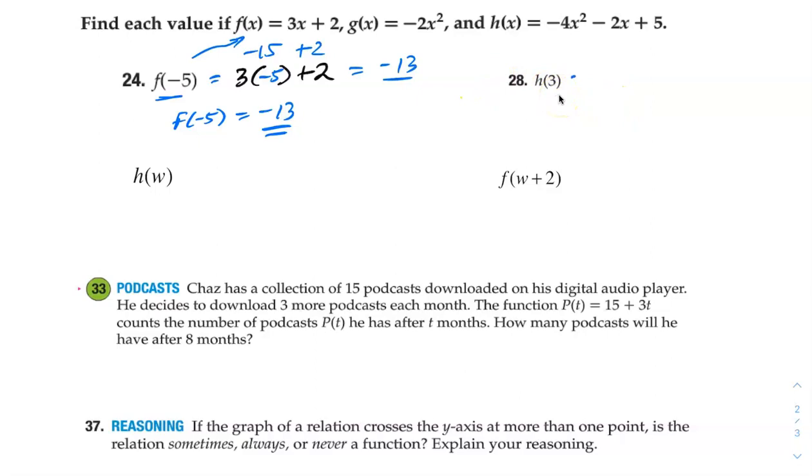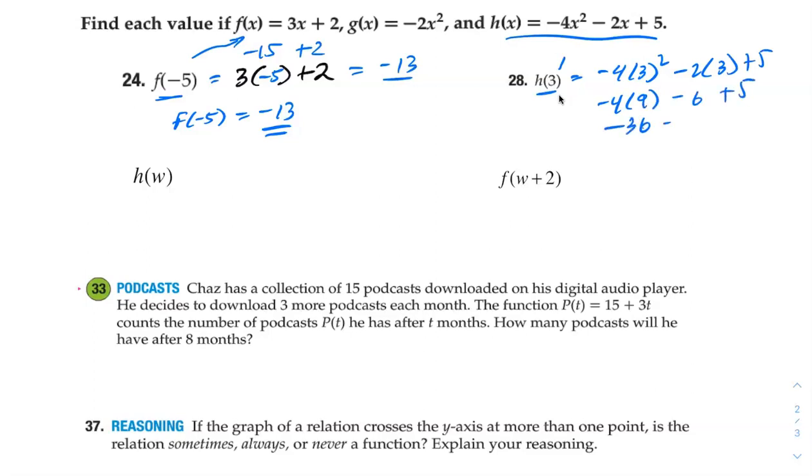This one, h of 3. Same idea. We're going to plug 3 into the h equation. So -4 times 3 squared, minus 2 times 3, plus 5. So we get -4 times 9 minus 6 plus 5. -36 minus 6 plus 5. So -42 plus 5, so -37. Again, that's just my answer. When I plug in 3, I get this.